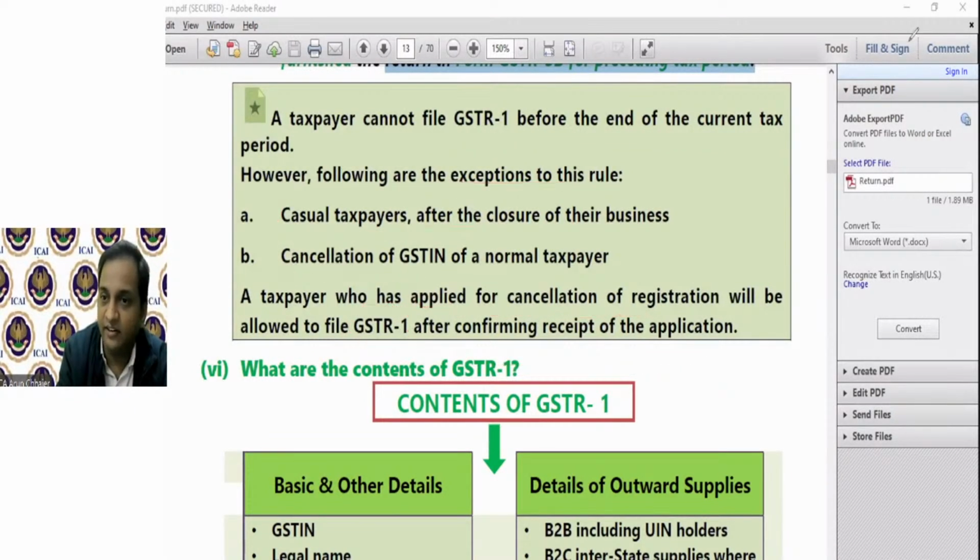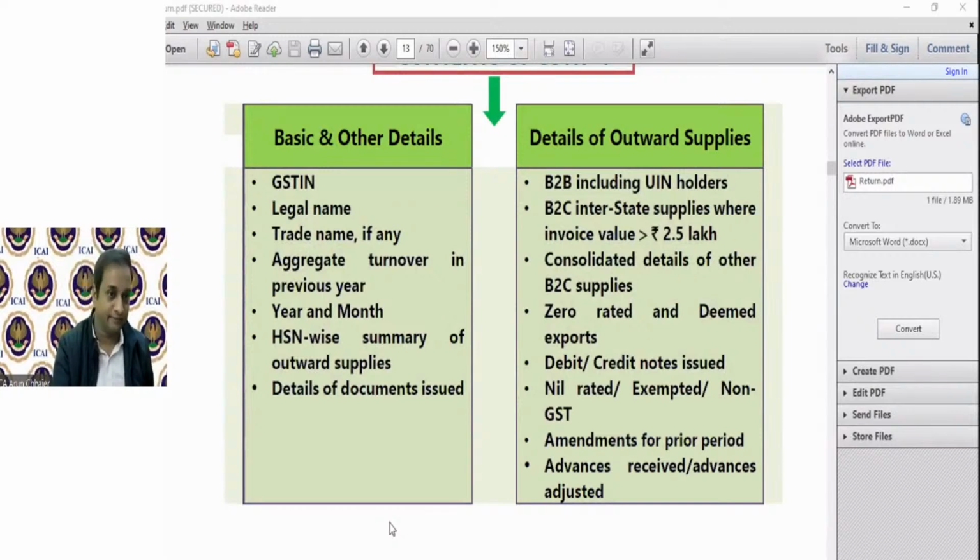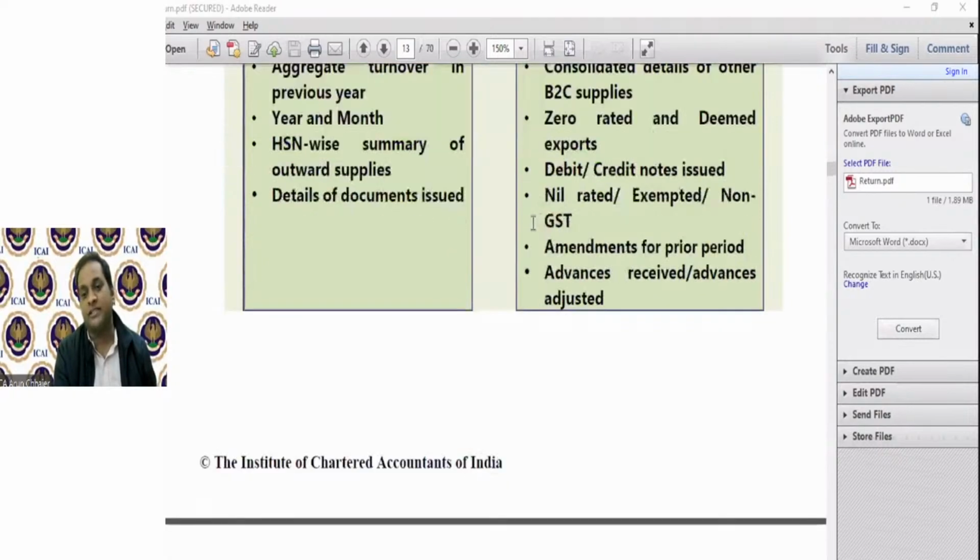What are the content of the GSTR1? The GSTR1 has the following content. GST number, legal name, trade name, aggregate turnover in the previous year, year and month, HSN summary, details of document issued. Now the details of the outward supplies: B2B, B2C inter greater than 2.5 lakh, B2C other than inter greater than 2.5 lakh, zero rated and deemed export, debit credit note, nil rated, amendment, advances.